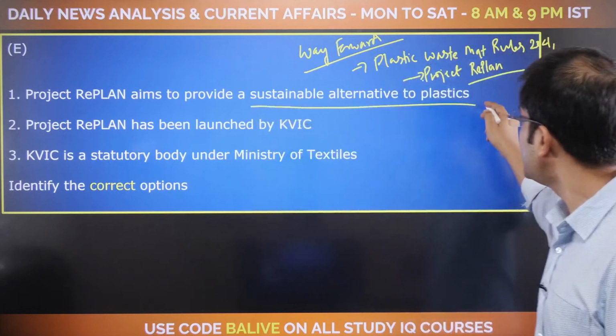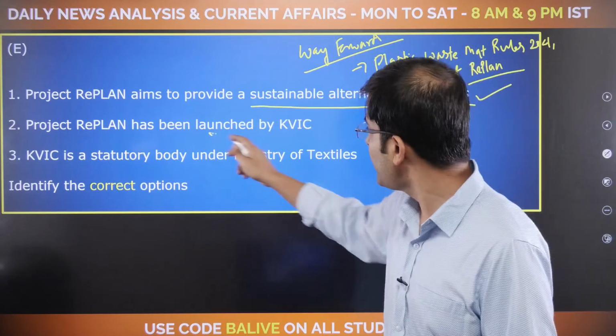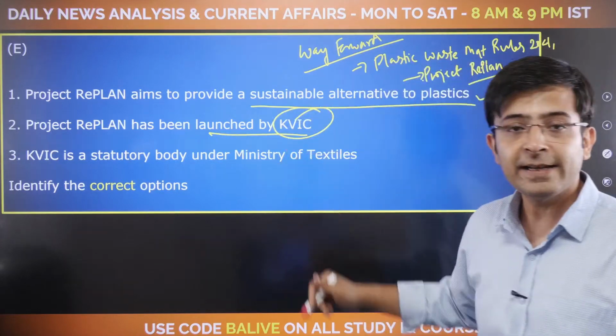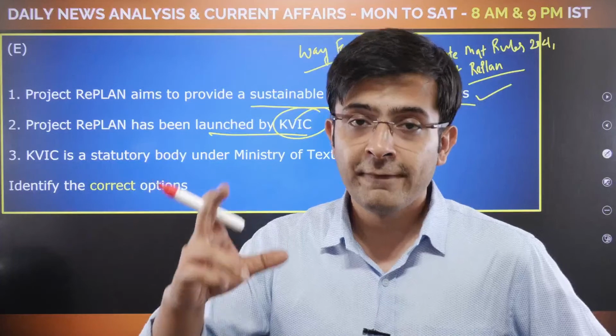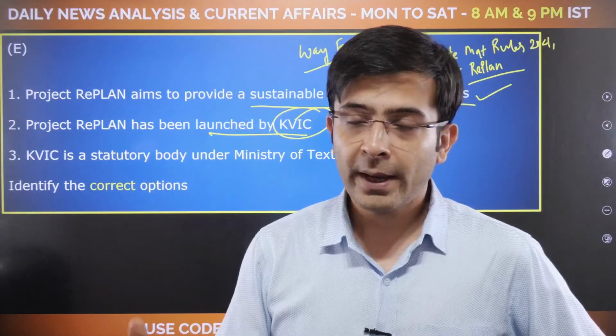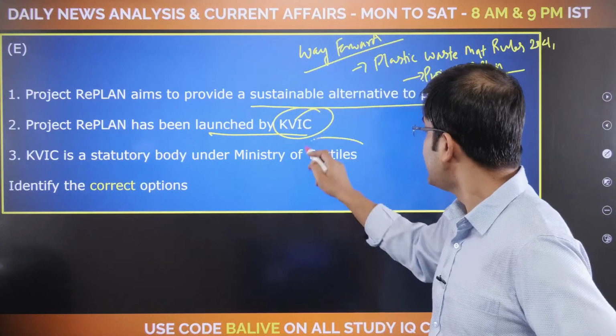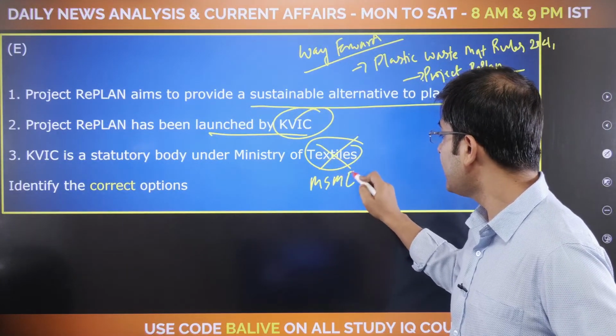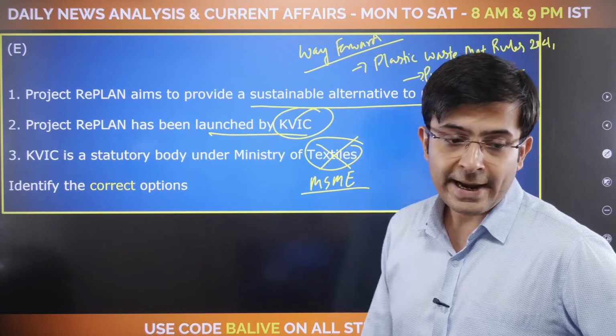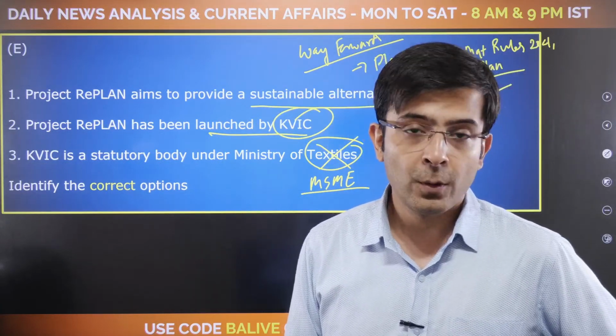So a sustainable alternative to plastics is planned. It has been launched by the Khadi Village and Industries Commission. So you can understand that the sustainable product they're looking at will probably be Khadi waste. And the KVIC does not report to the Ministry of Textiles. In fact, it reports to the Ministry of Micro, Small and Medium Enterprises, MSME.